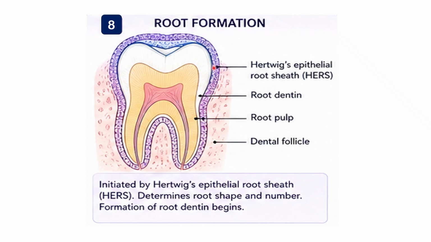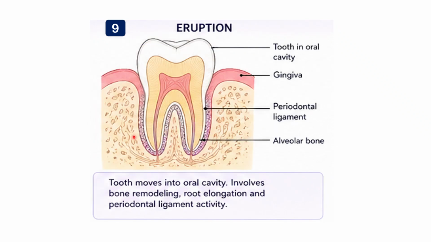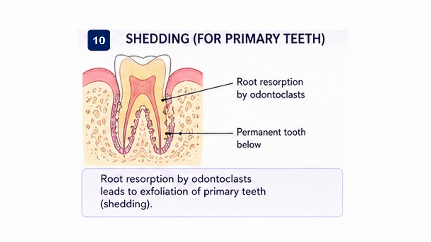After this, Hertwig's epithelial root sheath initiates the root formation, and it also determines the root shape and the number of roots. Also, there is formation of the root dentine. After this, the tooth moves into the oral cavity, which involves bone remodeling, root elongation, and periodontal ligament activity. So lastly, there is shedding of the primary teeth, which is caused by the root resorption by the odontoclasts.